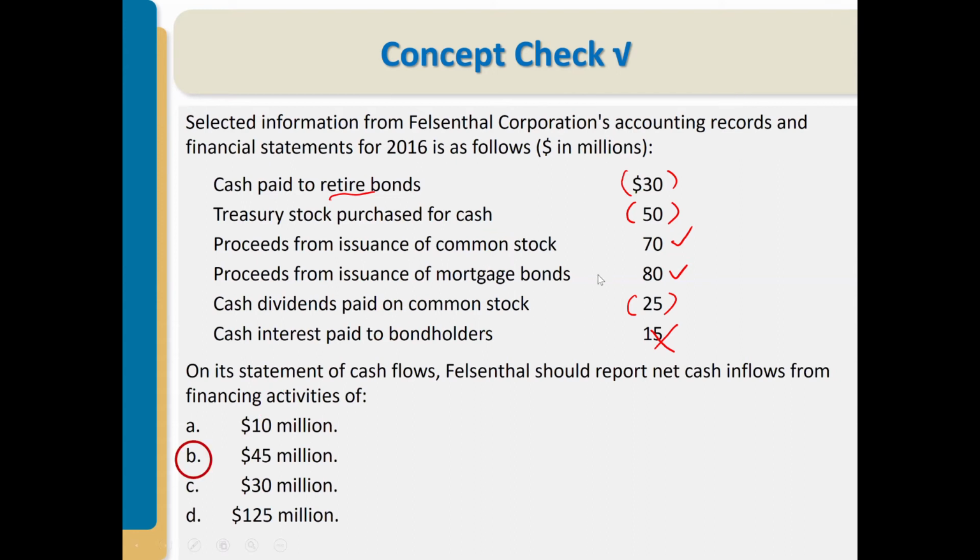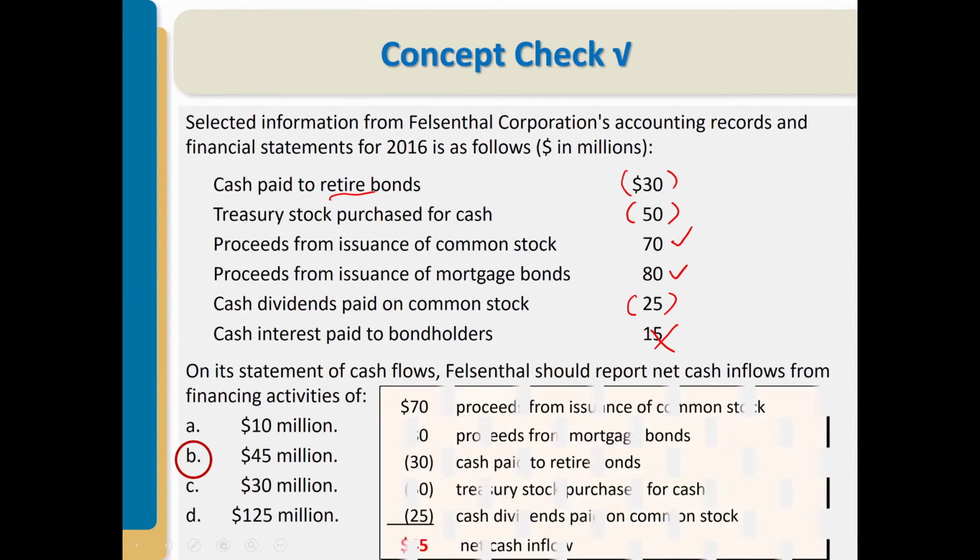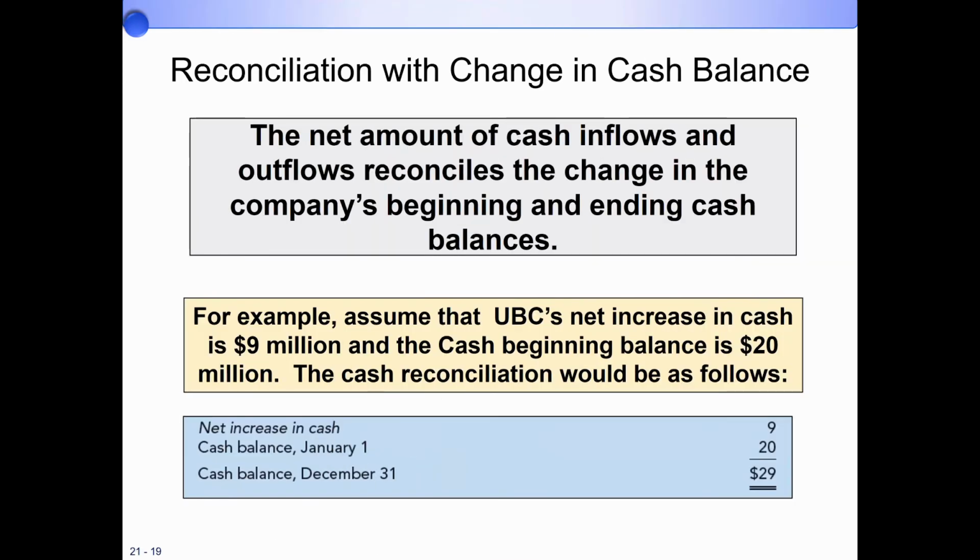Is that correct, everyone? Everyone's okay with that question? This is very, very fundamental, but it's very important for this chapter. You need to know what kind of activity it is. And then the next component of this cash flow statement is called reconciliation. Now we have 3 activities.